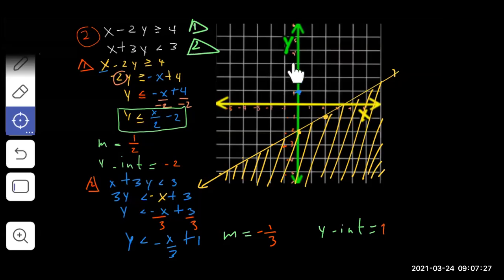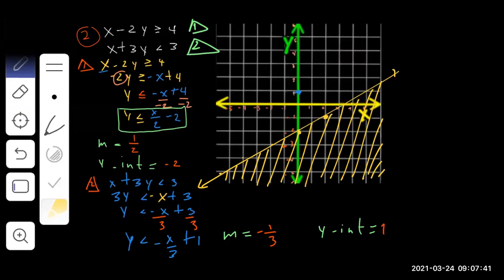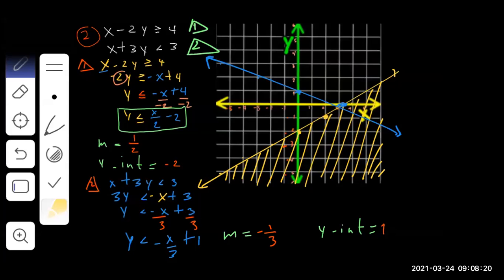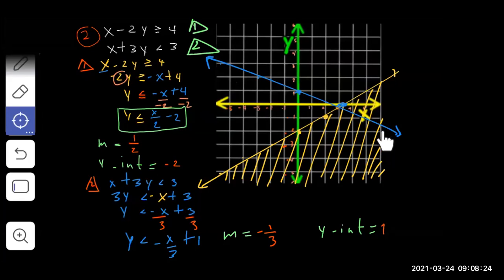Negative. Should I move up or down? Negative means down. Okay, how many units down? 1. Okay, 1 unit down, and how many units in x? 3. Okay, 1, 2, 3. Okay, I'm going to get my second point right here. Okay, now guys, let's make a line with the blue one. I got it. Okay, this is the second inequality for this one.